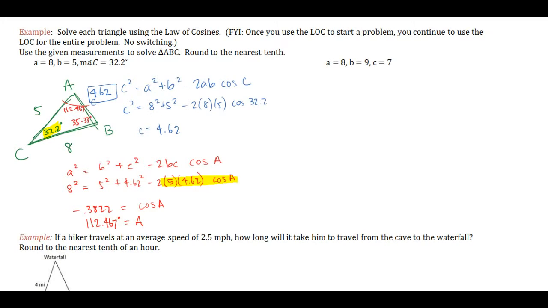And lo and behold, we have solved the triangle. Amazing, right? All right, let's try this other guy. You got a triangle here. So again, just draw a random triangle. I don't care. A, B, C. And now I can start filling in the stuff I know. Little a is 8. Little b is 9. Little c is 7. And then I'm going to go ahead and solve this problem.